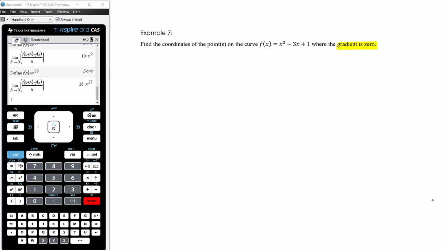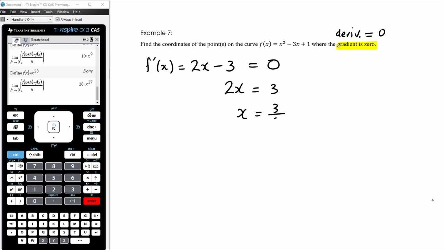Okay, gradient is 0. So that means we want to work out where the derivative is equal to 0. Okay, so let's first work out the derivative. F dash x, in this case, is 2x minus 3. Now we don't want to sub 0 in here. That would be working out what is the gradient when x equals 0. That's not what the question's asking us. We want to know where is the gradient equal to 0. Okay, so we want to know where does that equal to 0. So that will be when 2x equals 3. So when x equals 3 on 2.